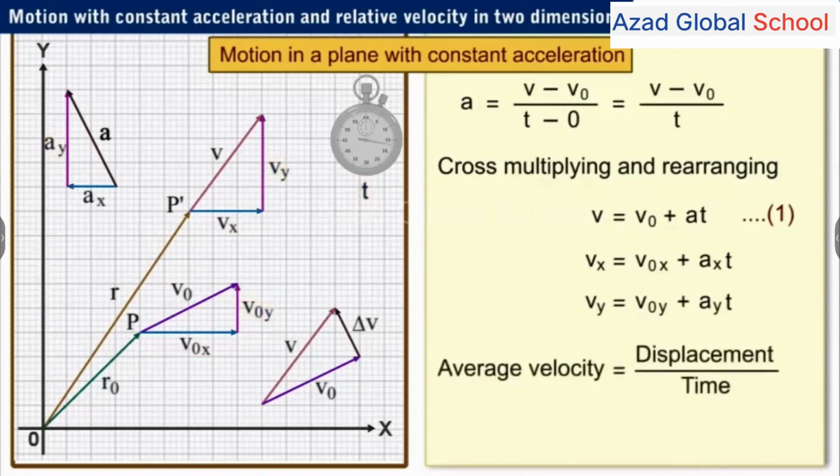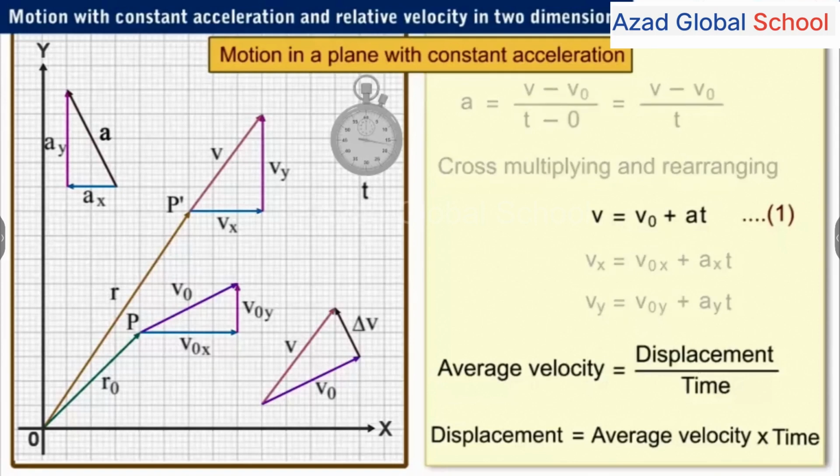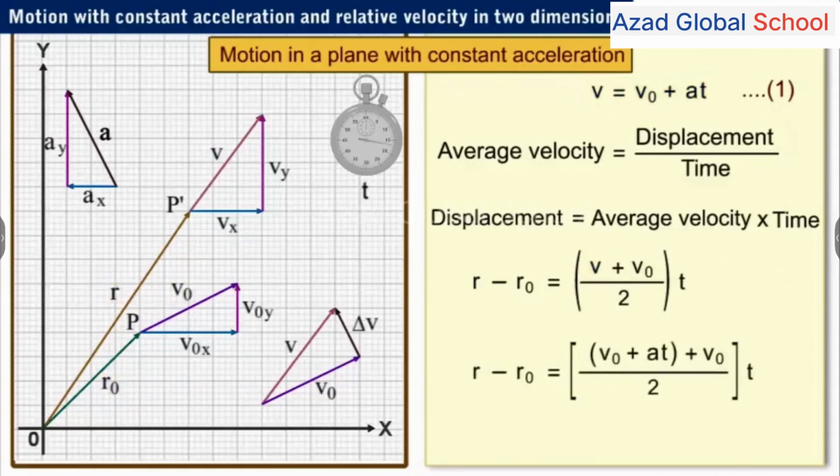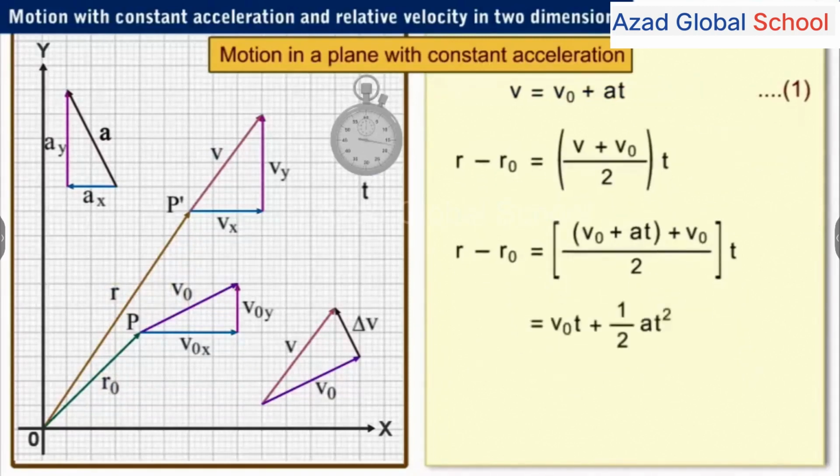Assuming average velocity is displacement divided by time, by cross-multiplying, you can write displacement is equal to average velocity multiplied by time. Substituting the values in the expression, you get r minus r0 is equal to v plus v0 divided by 2 into t. Substituting equation 1 in this equation, you get r is equal to r0 plus v0 t plus half at square as shown here. Let this be equation 2.